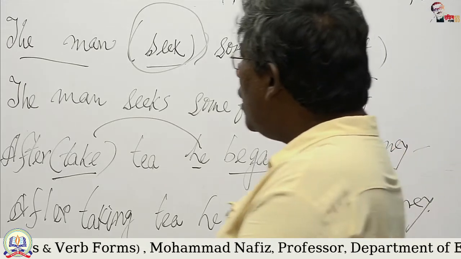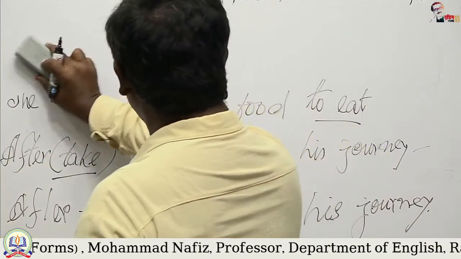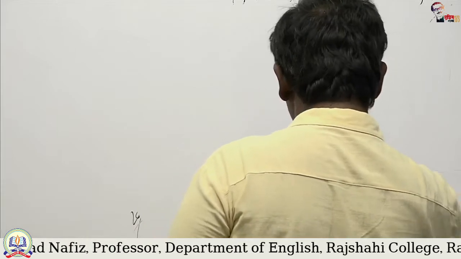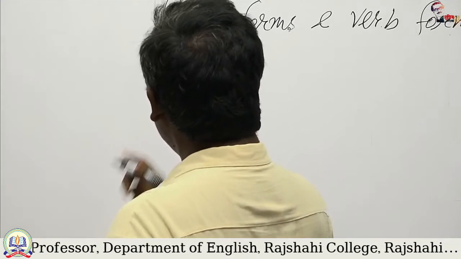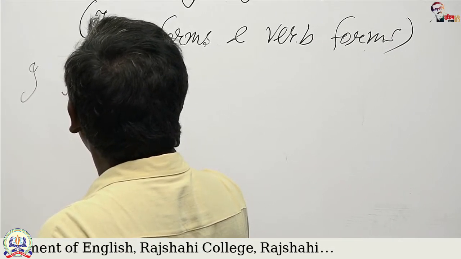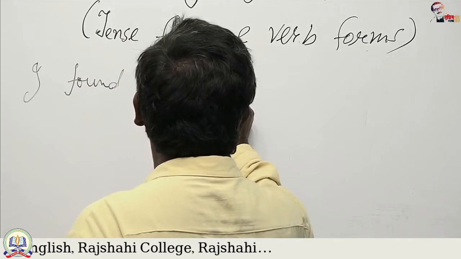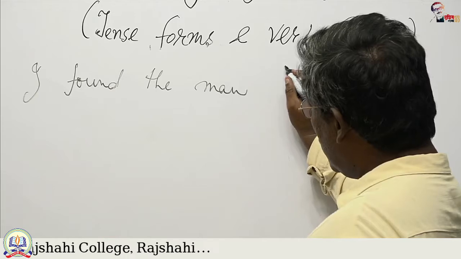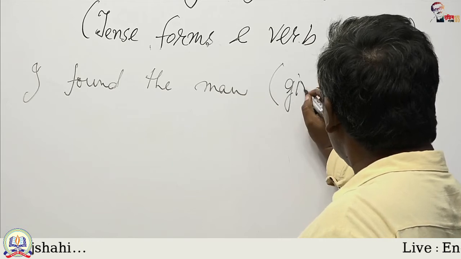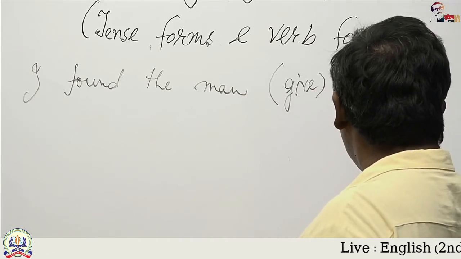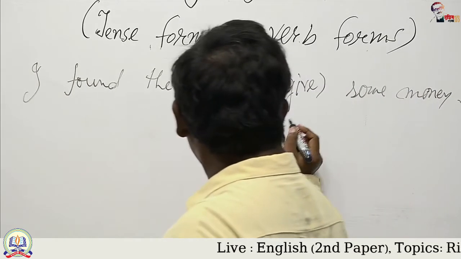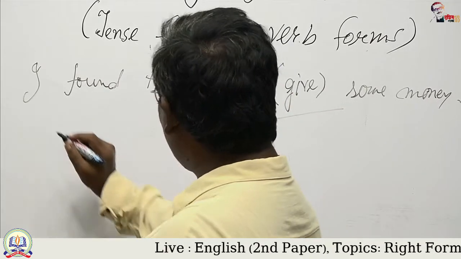Similarly, sometimes we may have a secondary verb in the passive form. For example, I found the man give some money. Simply you will present it in the past participle form.